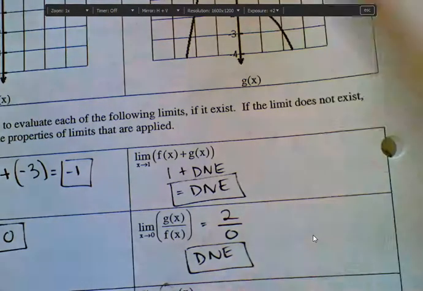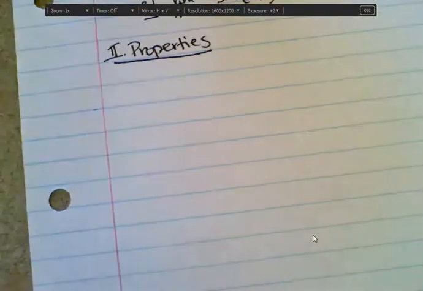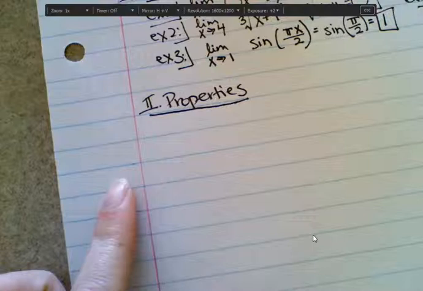Okay, so let's go back and kind of summarize, and I'm going to give you an example for that as well. So let's go back to your notes. All right, so we're going to do example 6 underneath properties here.